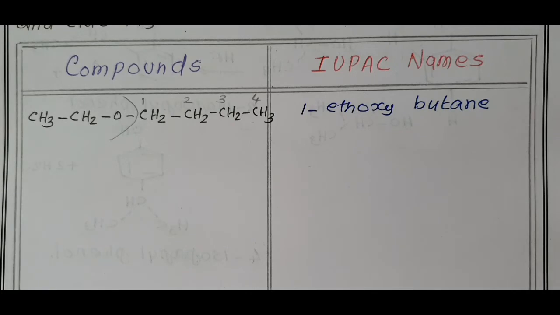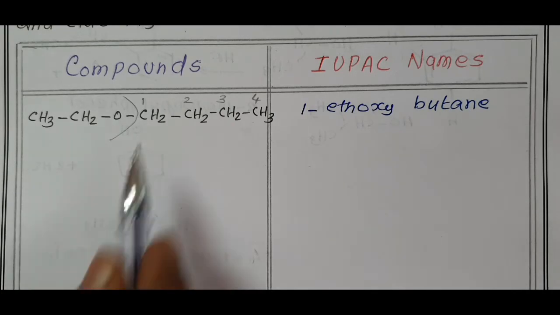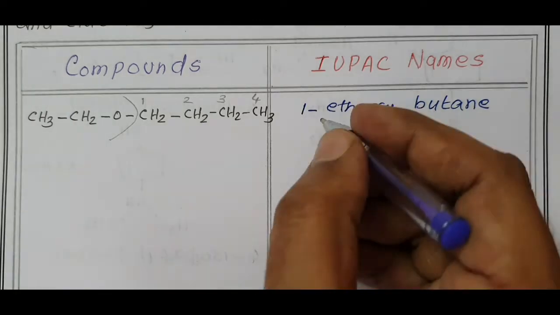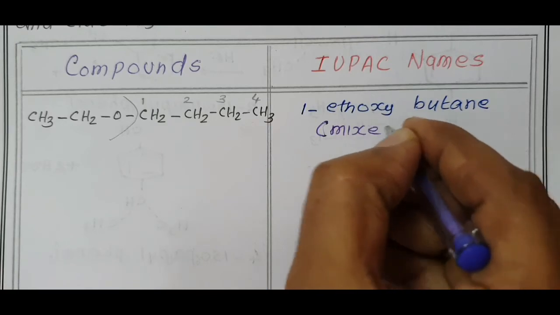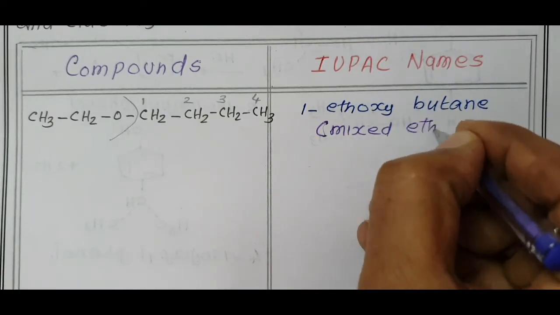The 2 alkyl groups are different alkyl groups. Therefore, it is an example of mixed ether.